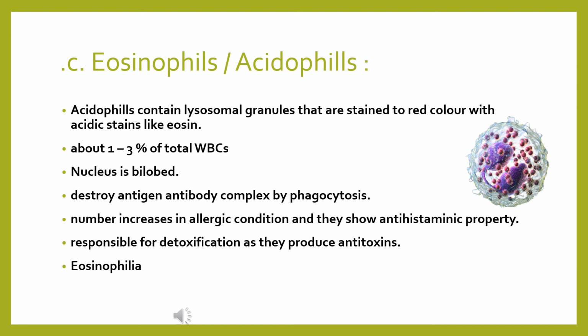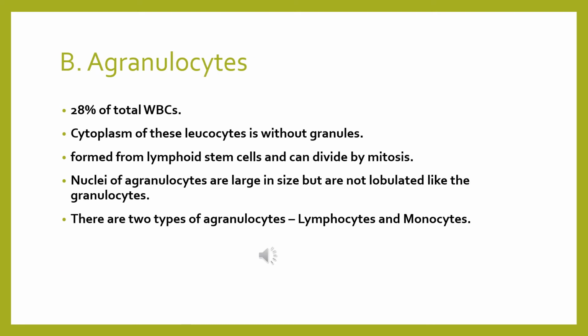And the last point under the eosinophil is eosinophilia. It is a condition in which the count of eosinophils increases. A granulocyte is a type of leukocyte which shows cytoplasm without granules. It is about 28% of the total WBC.